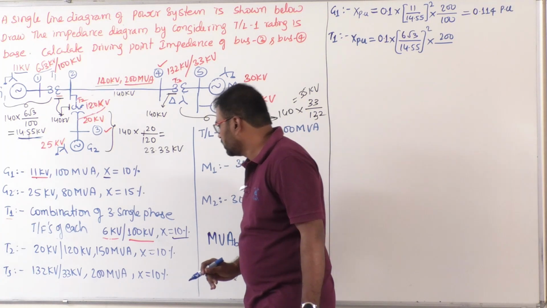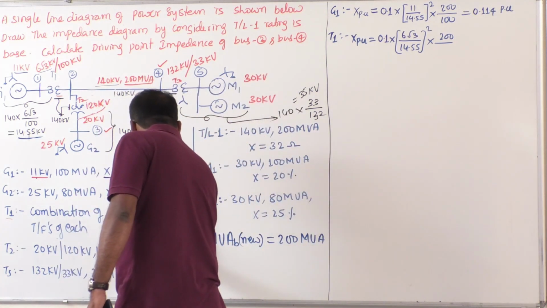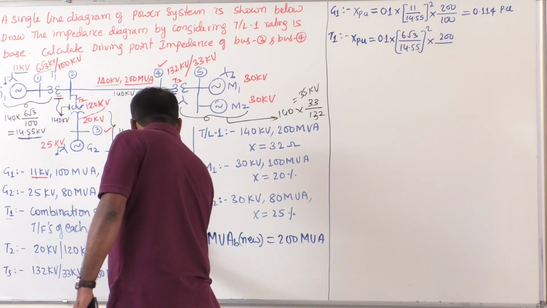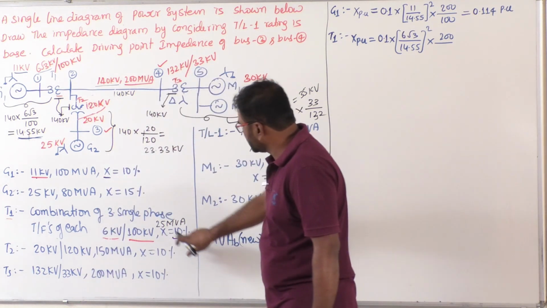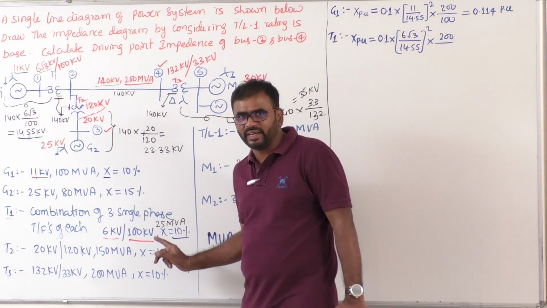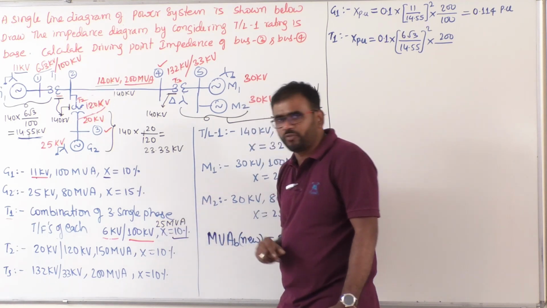What is MVAB old now? Actually this is given: 25 MVA. One single phase transformer MVA rating is 25 MVA. Okay, clear? I forgot to mention this. Please update it in the question. Yes, one single phase transformer MVA rating is 25 MVA.